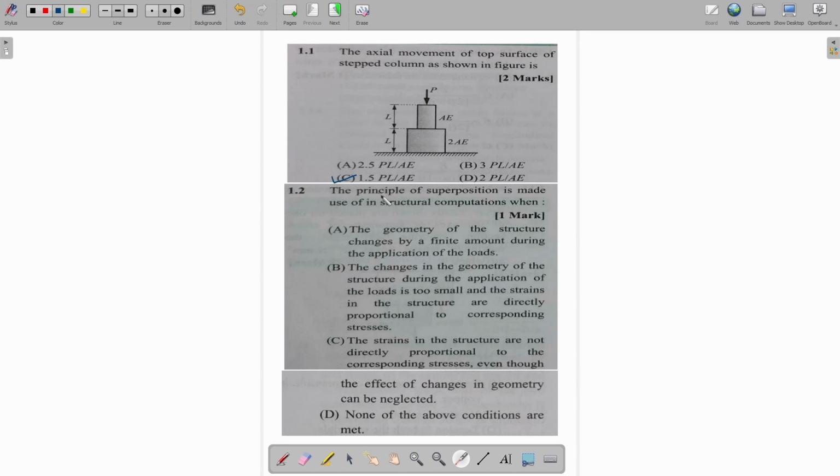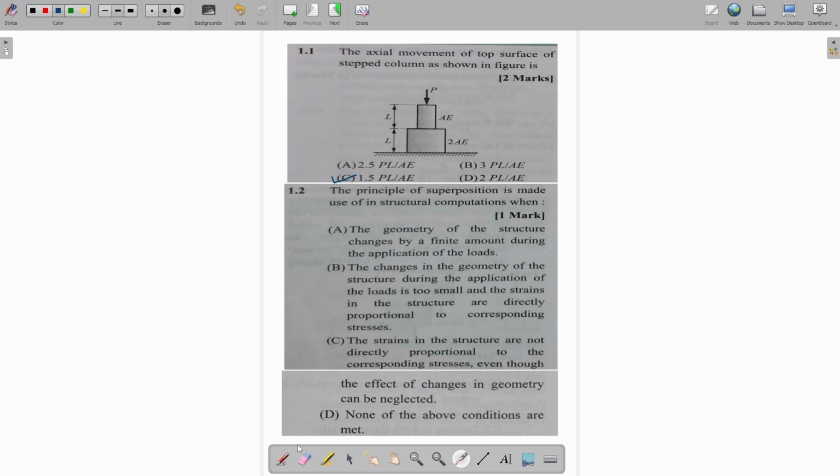Question number 2 states that the principle of superposition is used in structural computation when: A, the geometry of the structure changes by a finite amount; B, the change in the geometry of the structure during the application of the load is too small, and the strain in the structure are directly proportional to the corresponding stress; C, the strain in the structure are not directly proportional to the corresponding stress, even though the effect of change in geometry can be neglected; D, none of the above conditions are met. Now, among options A, B, C and D, 1 is the correct answer.